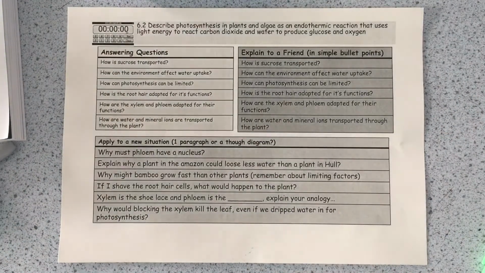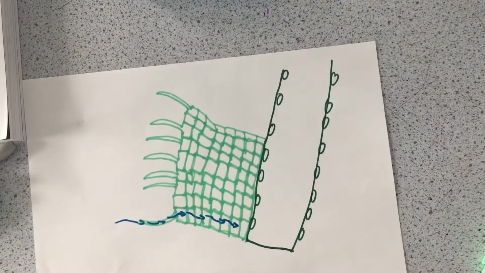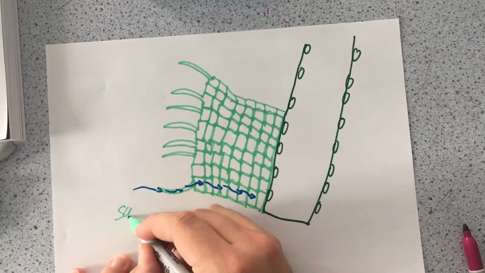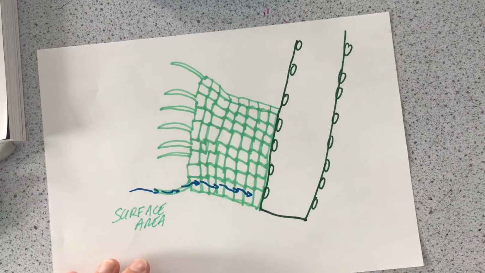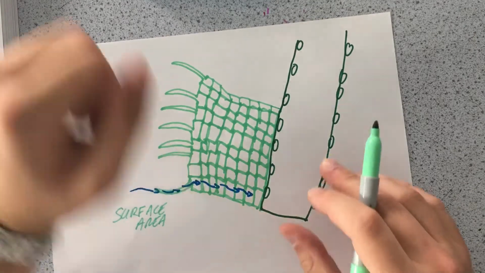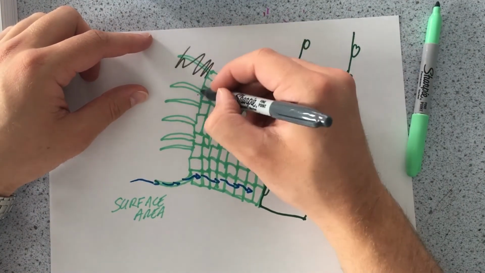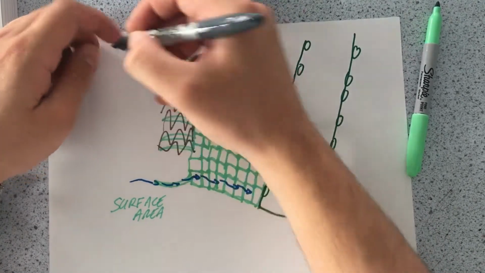If I shaved the root hair cells, what would happen to the plant? Well, it wouldn't be happy because the root hair cells are what give us a large surface area. Because remember, in biology, the bigger the surface area, the bigger the reaction, generally, the bigger the reaction, the bigger the absorption, the bigger the everything. So surface area is good. If I was to remove these root hair cells, then there would be less of a surface area.